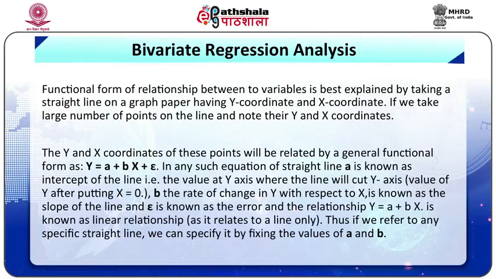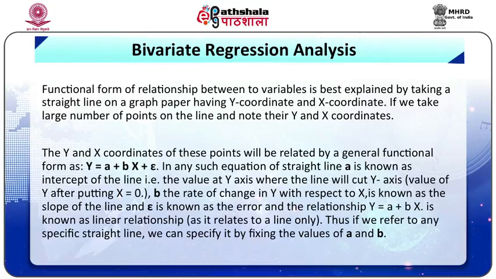Now, bivariate regression analysis. The functional form of relationship between two variables is best explained by taking a straight line on a graph paper having y coordinate and x coordinate. The y and x coordinates of these points will be related by a general functional form as y is equal to a plus b x plus epsilon.